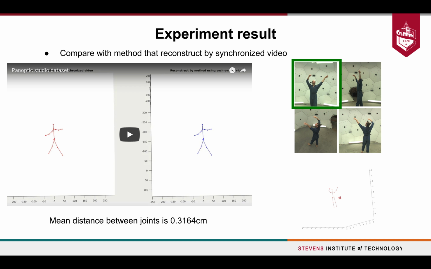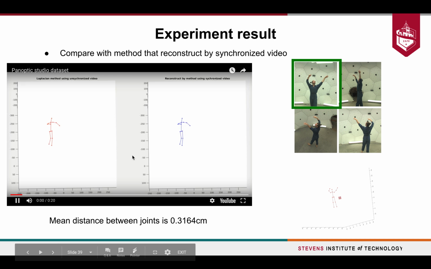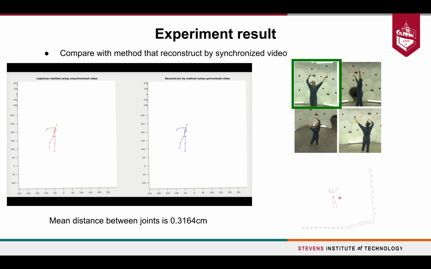Then we try downsampling the 3D structure into 4 cameras and make them asynchronized, which means we use fewer cameras and a lower frame rate, and asynchronous cameras to reconstruct and compare with their result using synchronized video. You can see from the video these two motions are very close, and actually the mean distance between the joints is only 0.3 centimeters. It's very close.